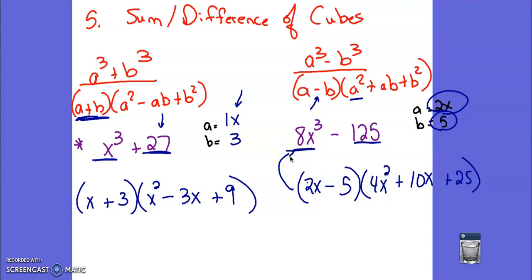Now, just one quick thing, how to memorize this right here. There's like a little acronym, SOAP. This stands for same, opposite, always positive. So notice this is the same sign, this is the opposite sign, this is always positive. Same sign, opposite, always positive.